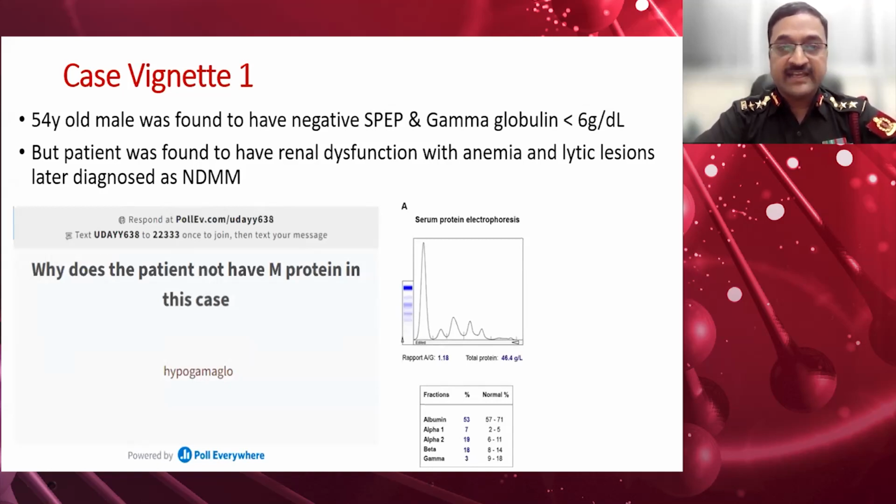The graph that you are seeing is this protein electrophoresis. Now, can you type down in this particular poll why you feel that the patient does not have an M protein in this case? Already somebody has typed, but I would like to wait for 5 seconds to look for other answers. You can use any search engine and go to pollev.com/udaywai638 and you'll be able to type your answers. So why do you think that this patient does not have an M protein despite having such an overt disease?